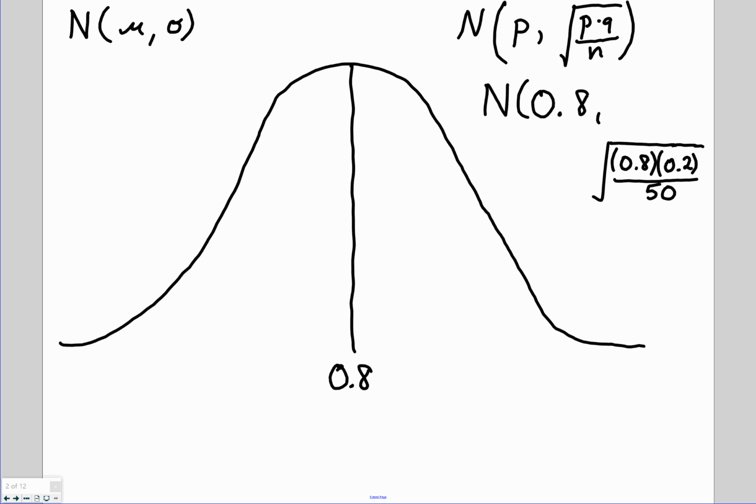So we're going to take out your calculator to do the square root of a fraction. 0.8 times 0.2 divided by 50. Let's see. Oh man, Suzanne's going to beat me. 0.8 times 0.2 over 50. 0.057. Do you round, yeah? Okay. Yeah.